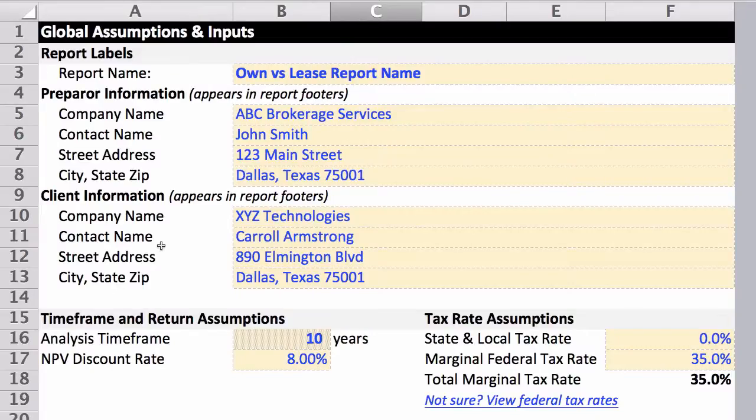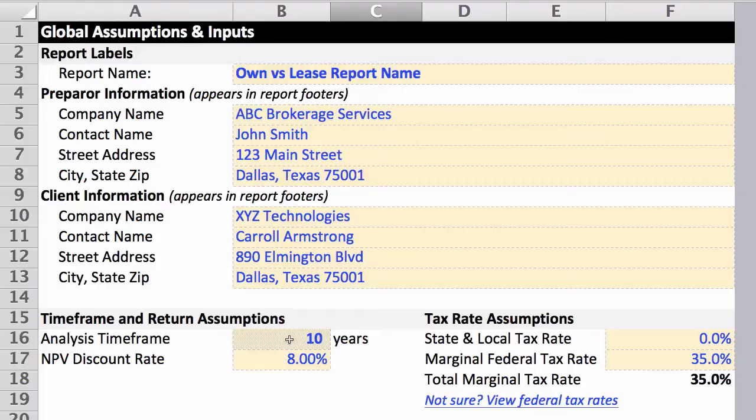The first section allows you to input the global assumptions. So these assumptions would include the report name, who prepared the report, and who the report is for. The next section allows for the time frame and return assumptions.